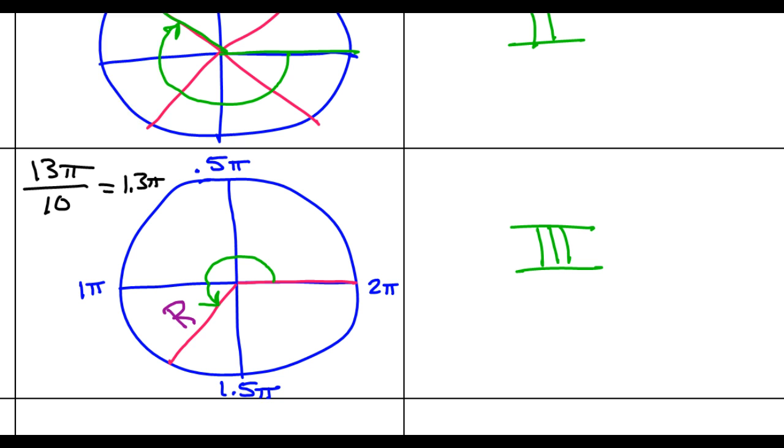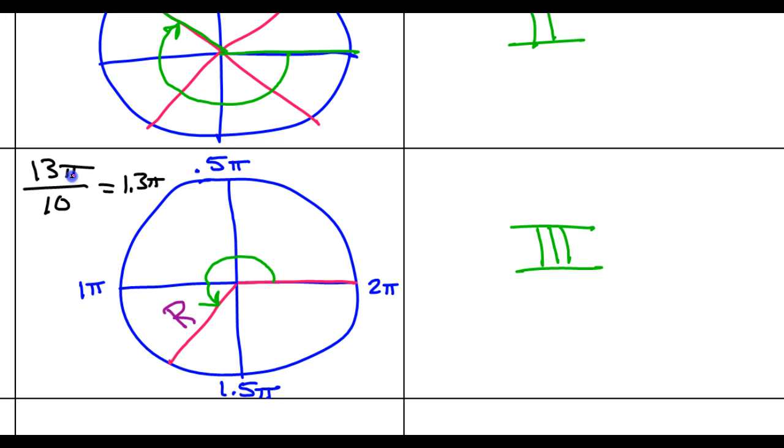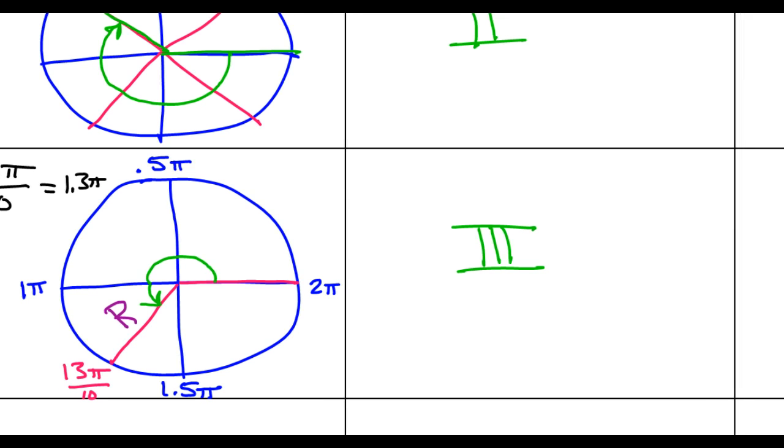Now understand that my angle here, this terminal side, is what we were shooting for. This is 13 pi over 10. That's what this is. So hopefully you'll see that the reference angle is between these two guys. It's between 13 pi over 10 and 1 pi. So what I need to do is subtract those two, and that'll be my reference angle. The reference angle will always be positive.